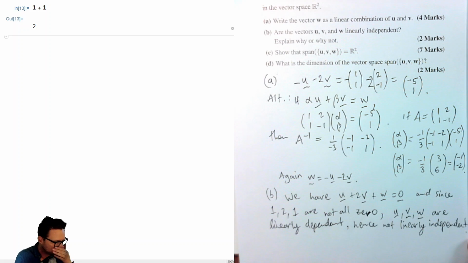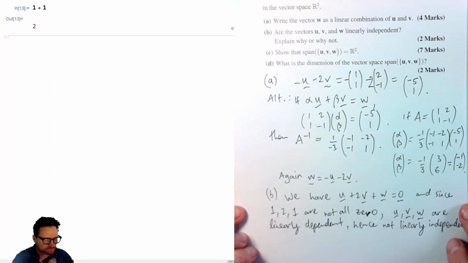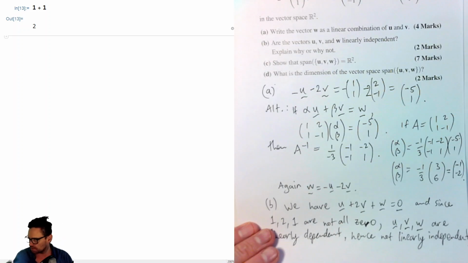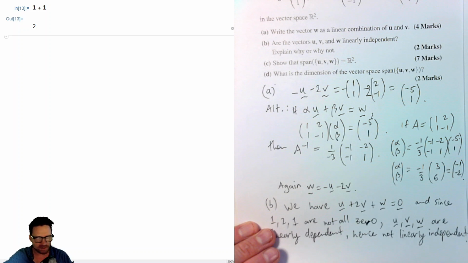Okay, now let's do part C. Except I think we're going to need more paper, so do we have another page? No. So grab a page. You might want to grab an extra page.